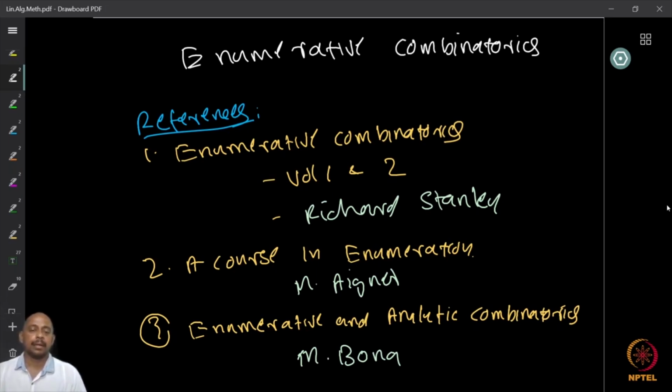Then another very good writer is Miklós Bóna. He has written nice books. A Walk Through Combinatorics is a nice book. Then here is another one on enumerative and analytic combinatorics, and this is also a very good read with an easy presentation, and lots of advanced results as well.